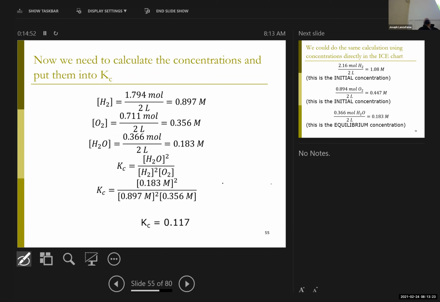There's no functional difference in terms of the problem solving. There are some times, as you'll see in a week or so, why I prefer the moles to the molarity, all right? But in general, it doesn't really make any difference. And in the end, when I get to K, it has to be either molarity or atmospheres.